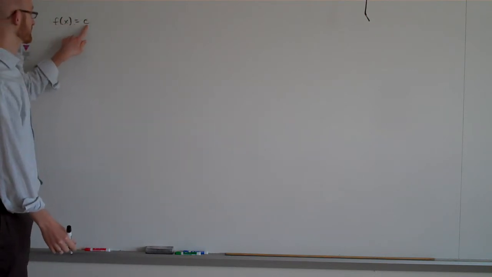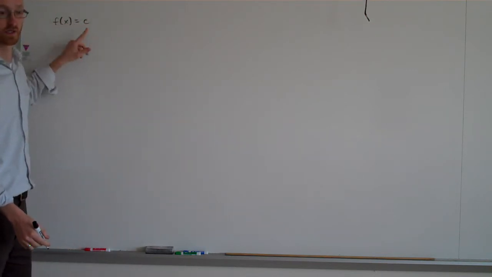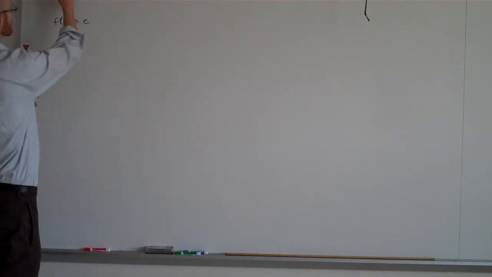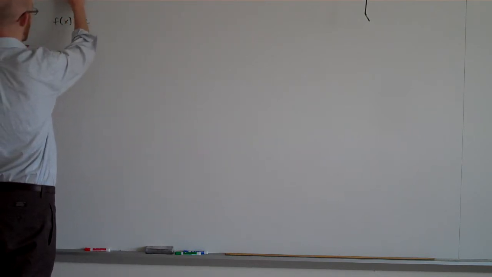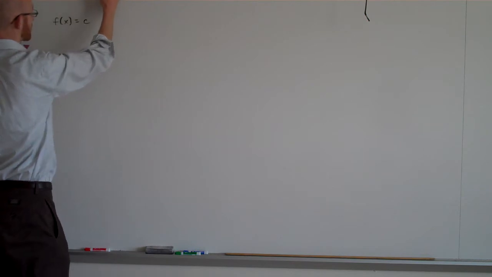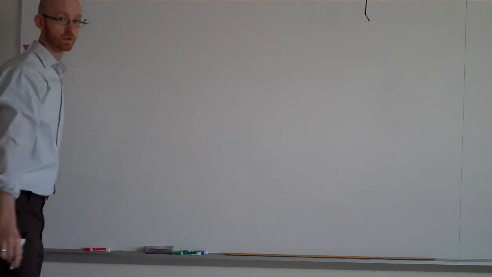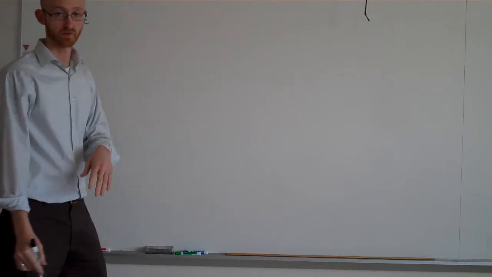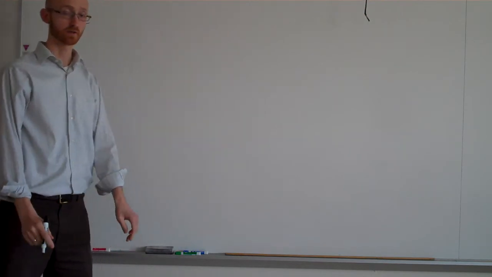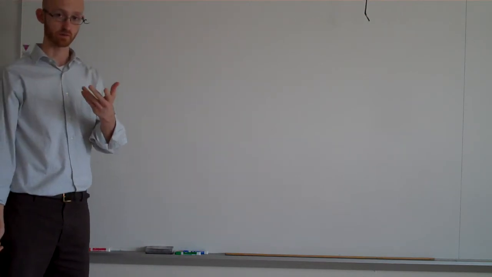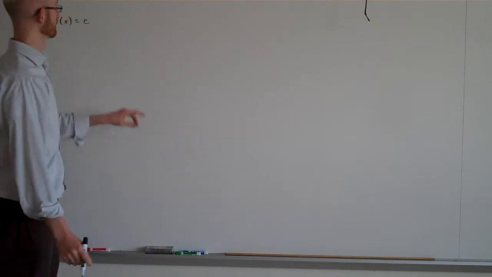Notice that this is f of x and it depends only on a constant. So as an example function, f of x equals 5. The function f of x equals 5 is of course a horizontal line passing through a y-intercept of 5.